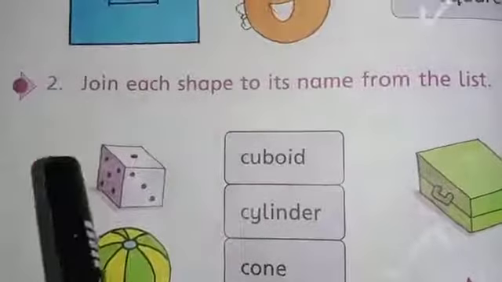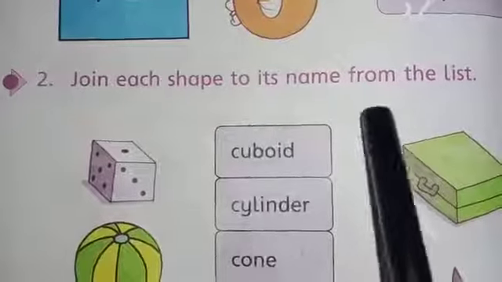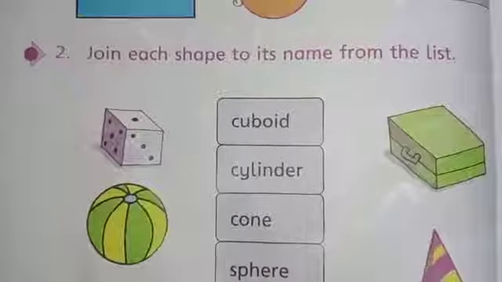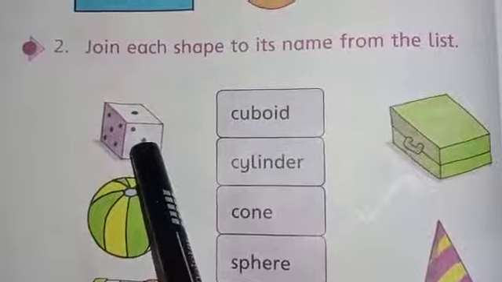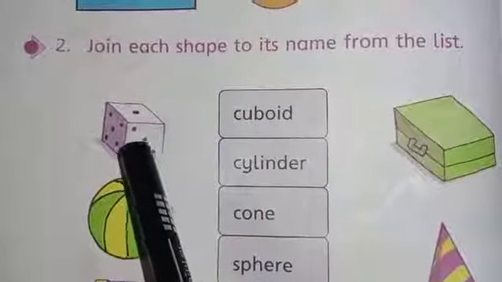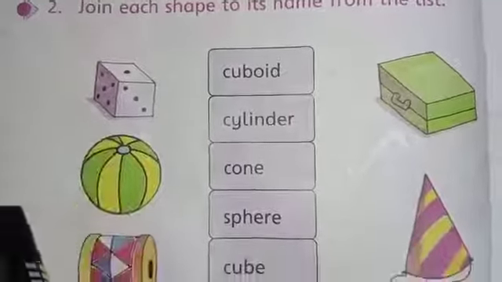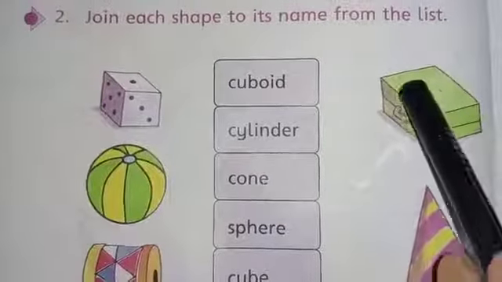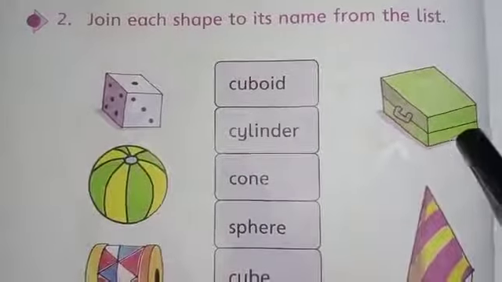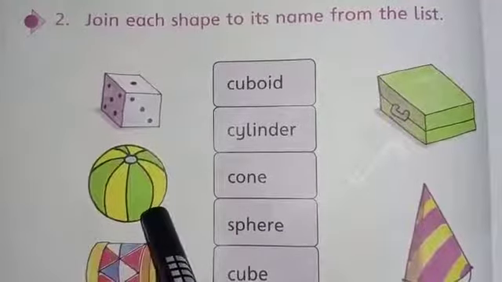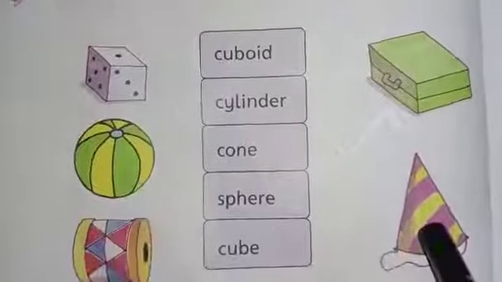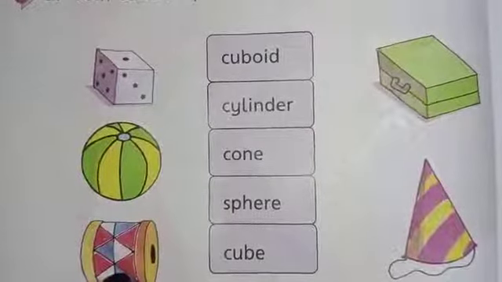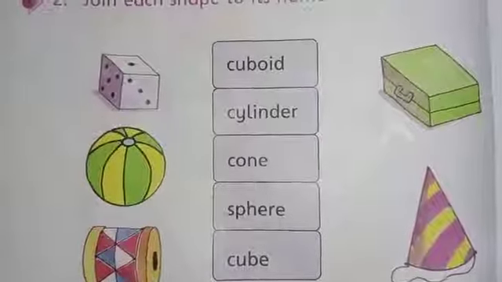Students, now look at question number 2. Join each shape to its name from the list. Look at these shapes. You have to match it with its name. Which shape is this? It is a cuboid? No, it is a cube because its faces are square. It is a cuboid because its faces are rectangle. And which shape is this? It is a sphere. It is a cone. It is cylinder. You have to match it with its name.